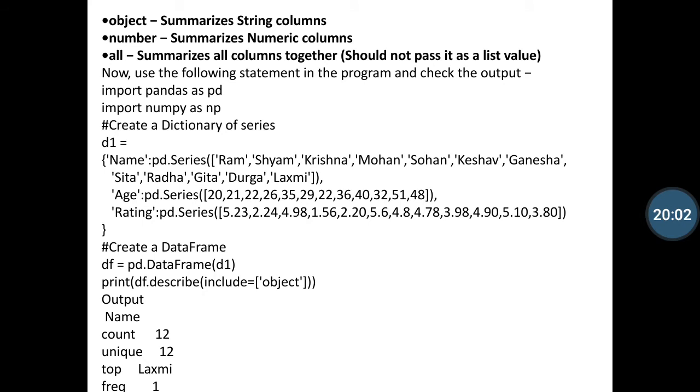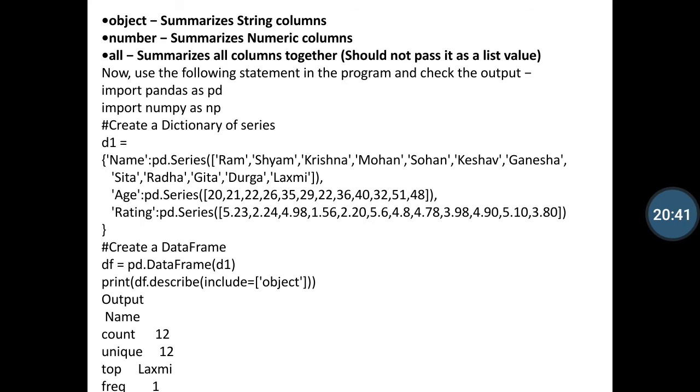After executing, the output is displayed, and you can notice that the output is such as count is equal to 12 and unique is equal to 12 and top is equal to Lakshmi and frequency is equal to 1. You can notice that the total number of elements present in the column is 12 and the unique value is 12 and the top value is Lakshmi.